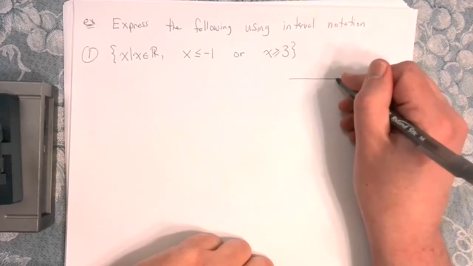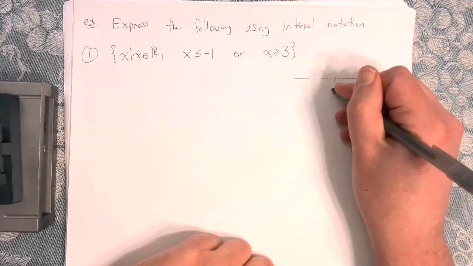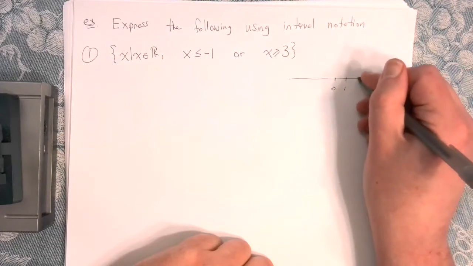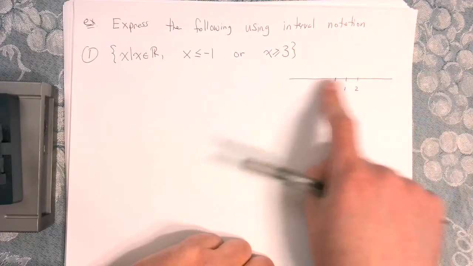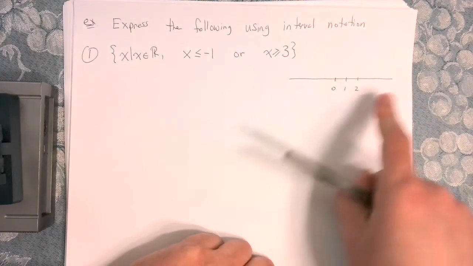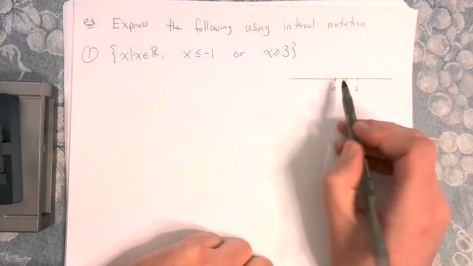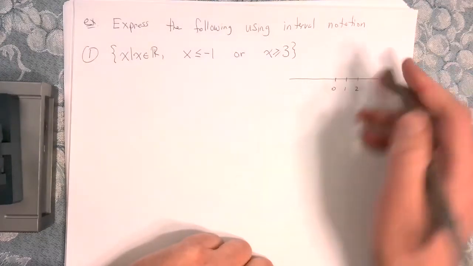So maybe I'll put a little number line here. Let's see here, 0, 1, 2. So this is the real number line. So the understanding is all the decimals that are packed between are represented there. Then this is complete and filled in.